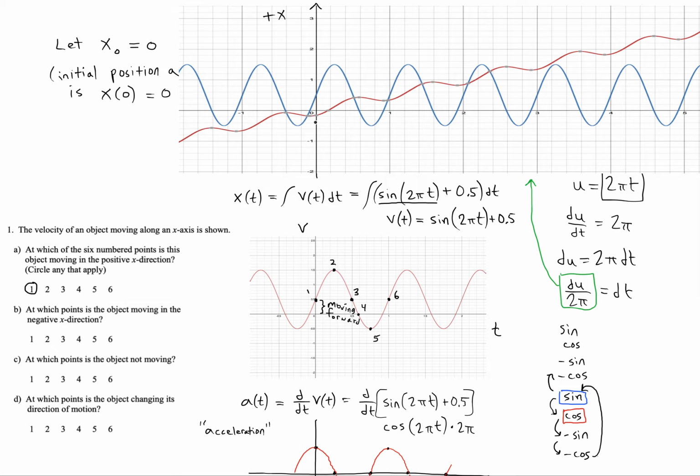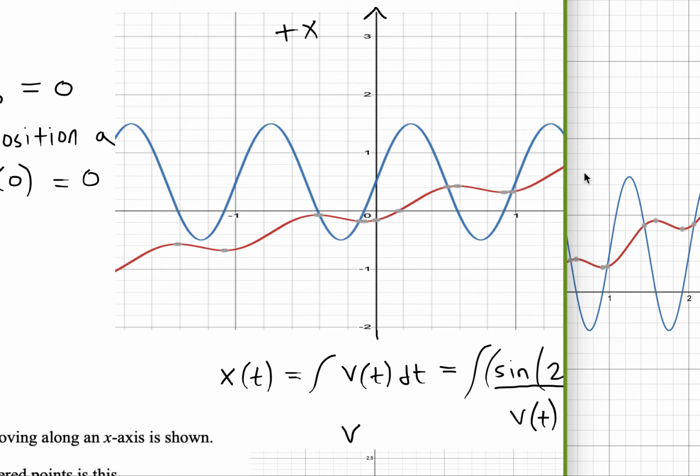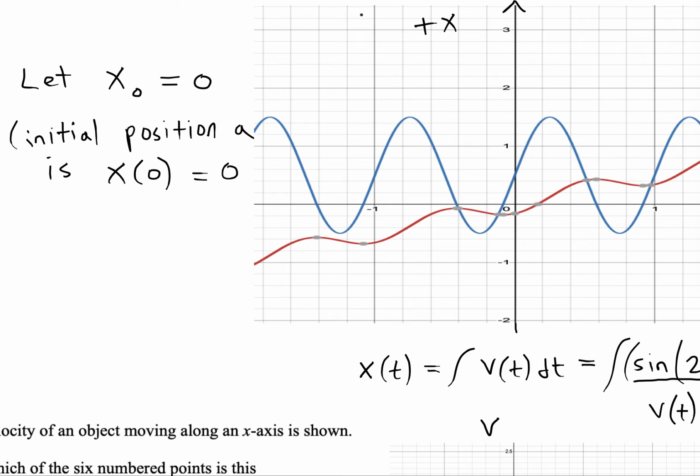Now if we zoom in on our antiderivative, we see that this would be 0.1. And notice how the slope, is it negative, positive, or 0? It's slightly positive. And that is another way to interpret that this thing is moving forward.